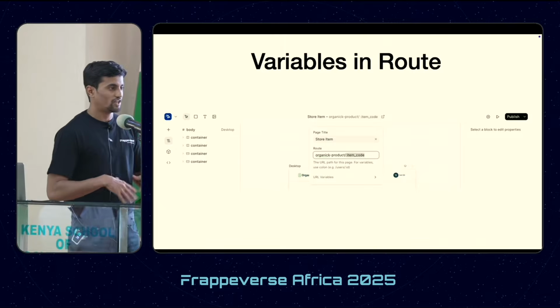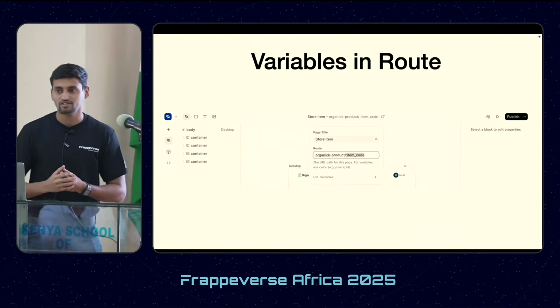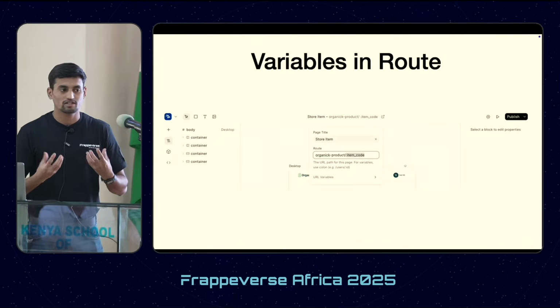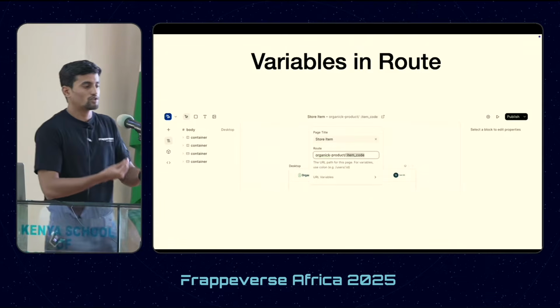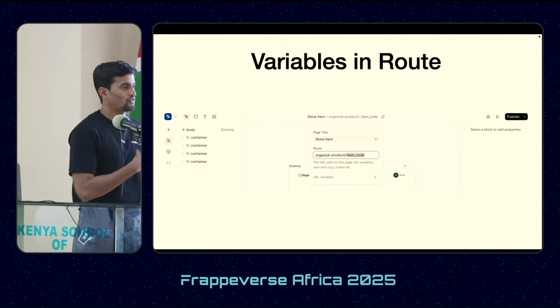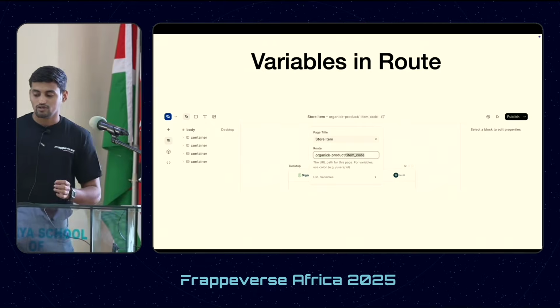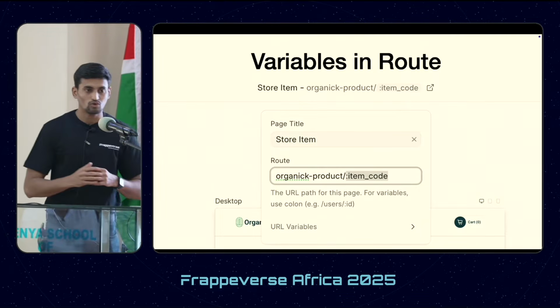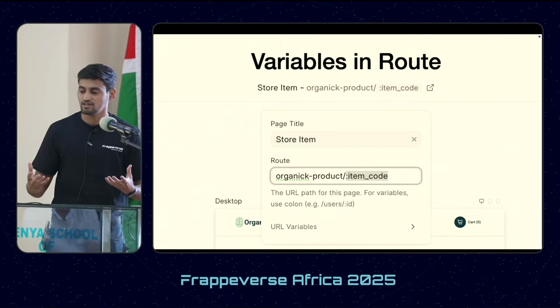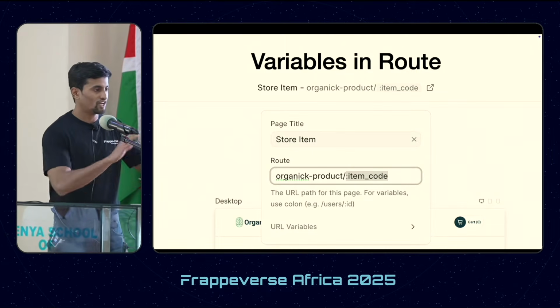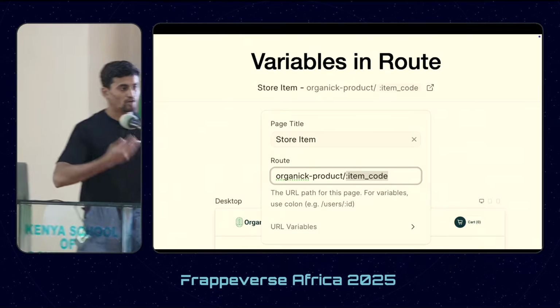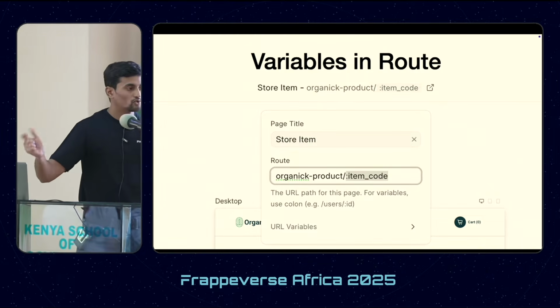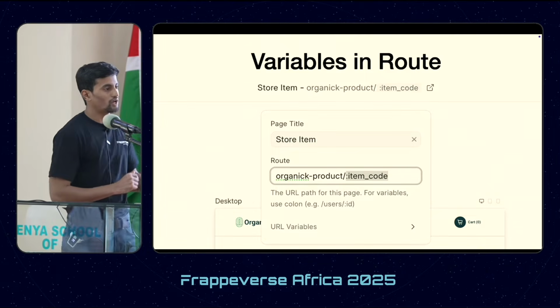So as I said, when you are creating more and more pages, you need to reuse lots of designs that you have created. So what variables in route does is, it lets you load different kinds of content on a single page. You create one page and you can load different kinds of content using this variable in your URL.